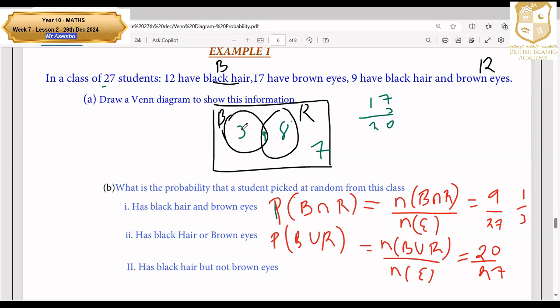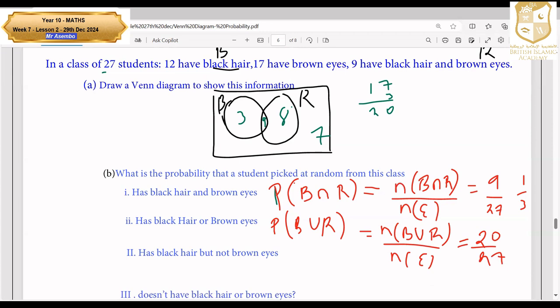So we only have 3 students who are only having black hair but not a brown eye. So the probability of that one is simply going to be equal to 3 out of 27, which is equal to 1 out of 9.